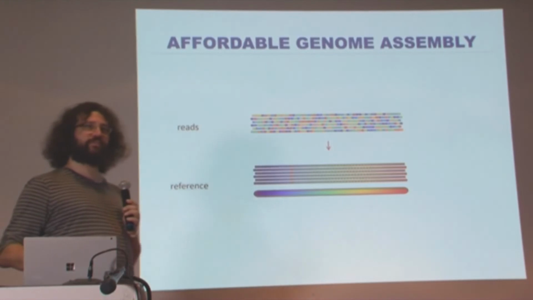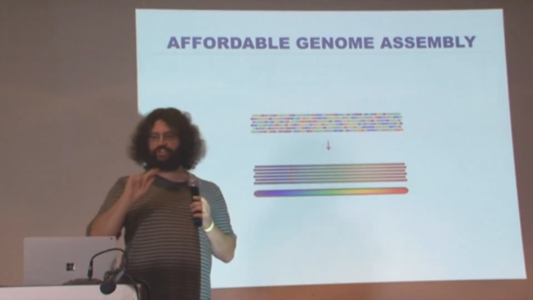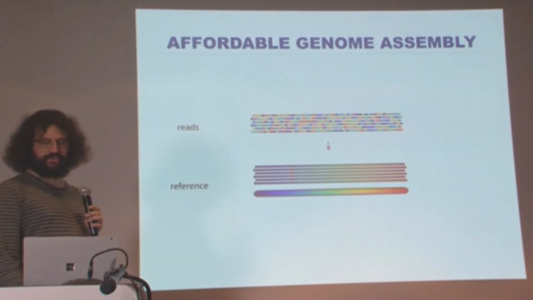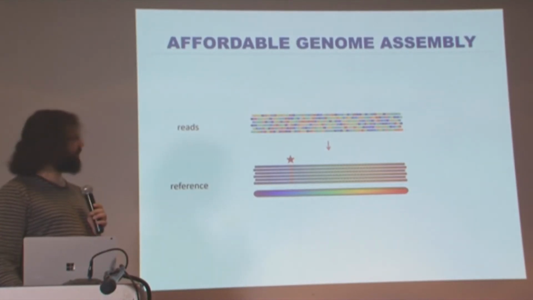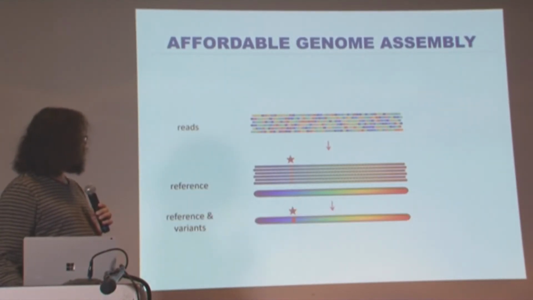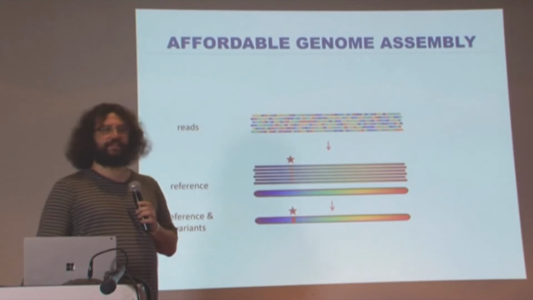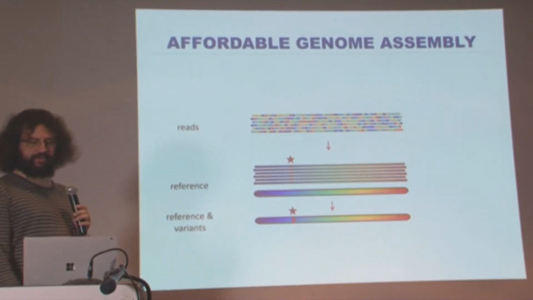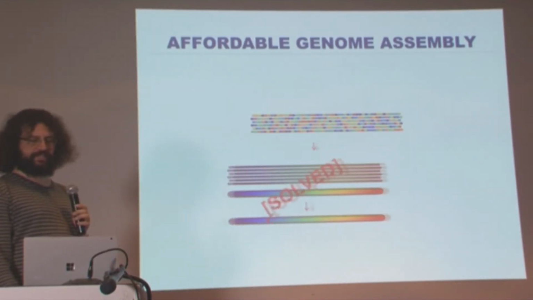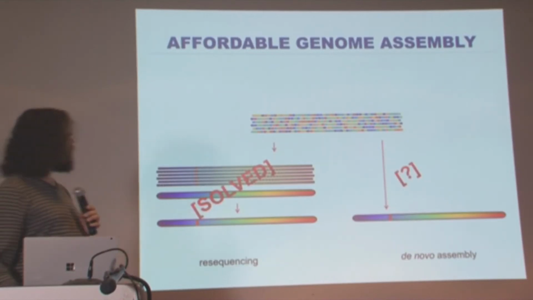I have a reference for the species, but I'm trying to look for little changes at particular positions. I see a little change, and then I annotate that little change. And so what I end up with is this variant list that can go on top of my reference. And doing this inexpensively is basically a solved problem.